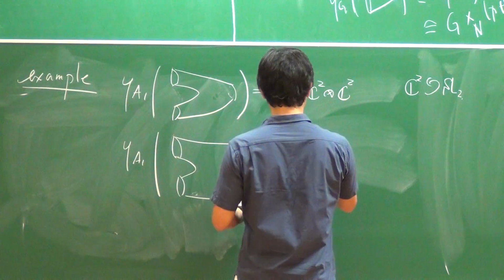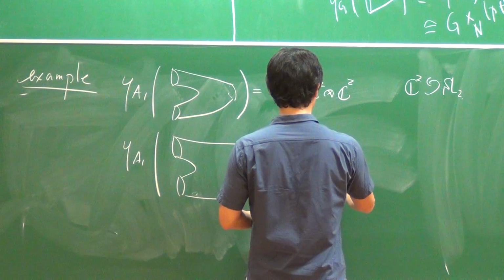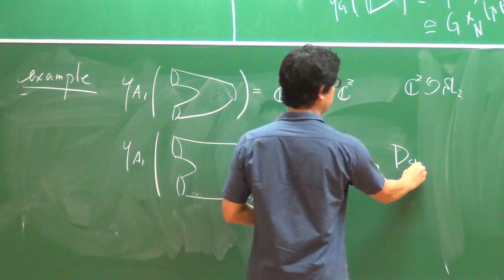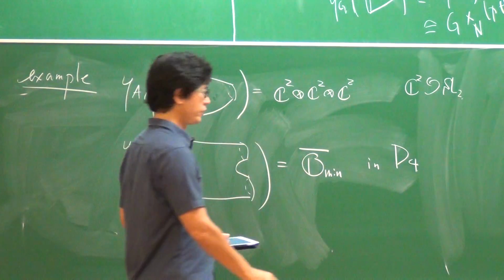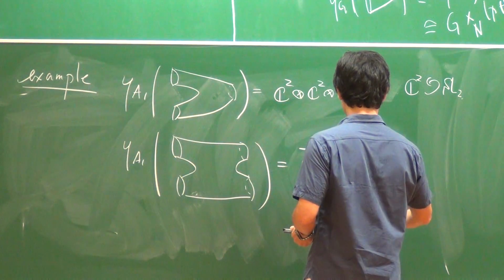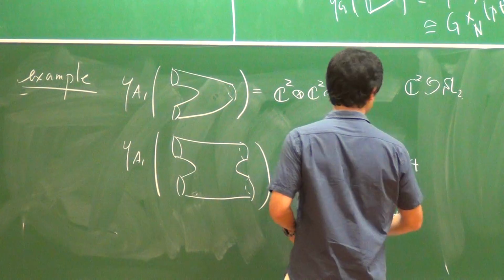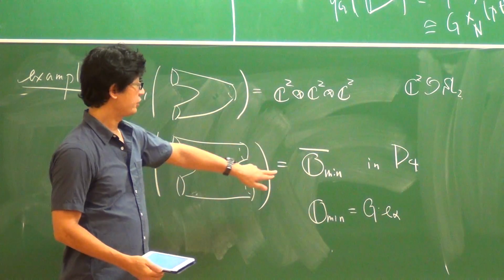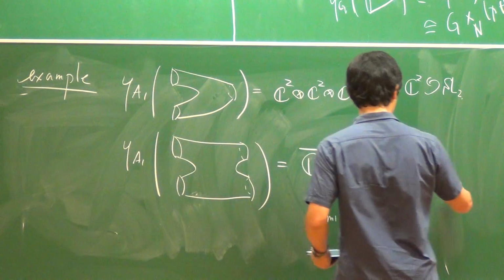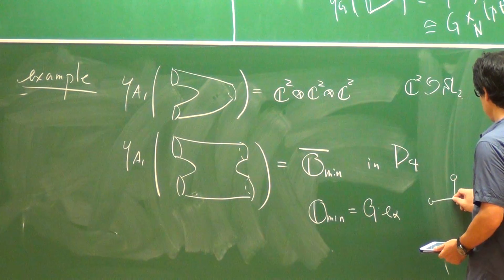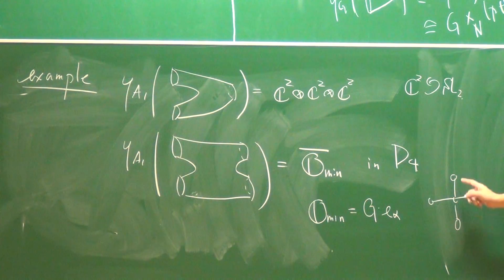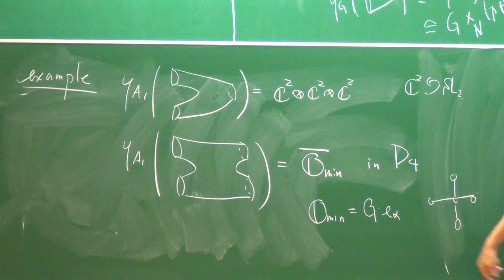This is actually a minimal nilpotent orbit closure in D4. So this one is the orbit of some root vector, and this is the singular variety. And because D4, if you write the extended affine Dynkin diagram of D4, it looks like this, so there are four commuting actions.